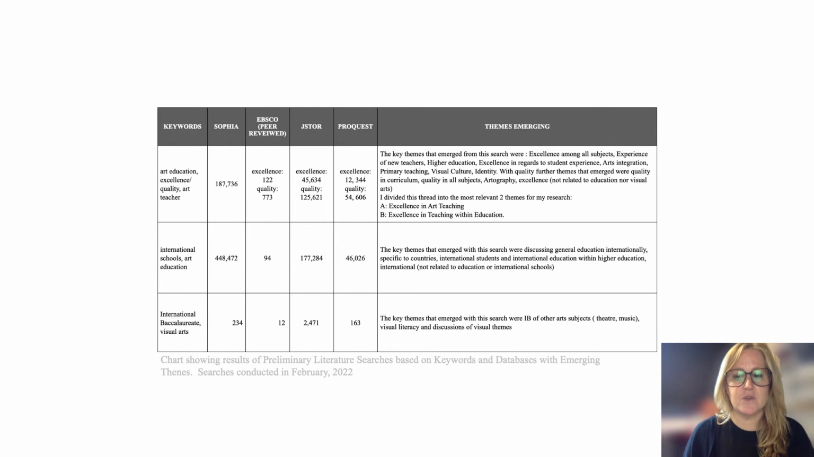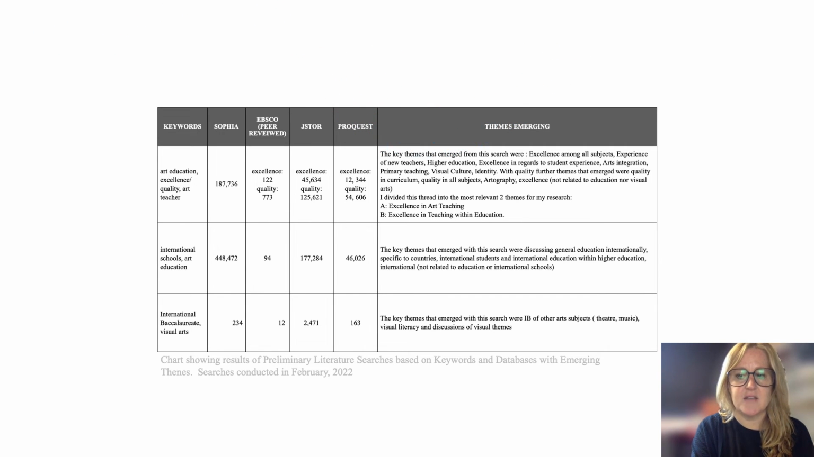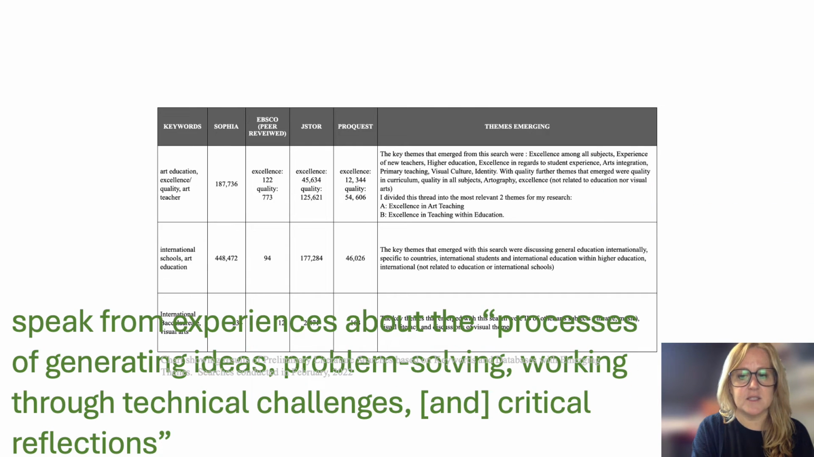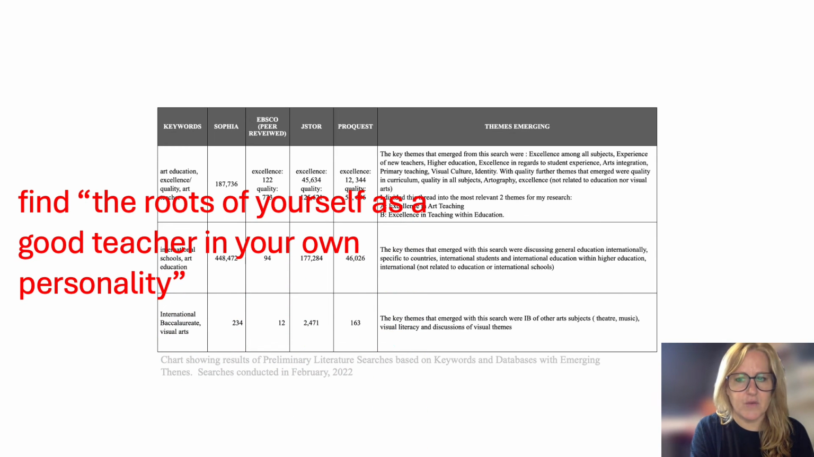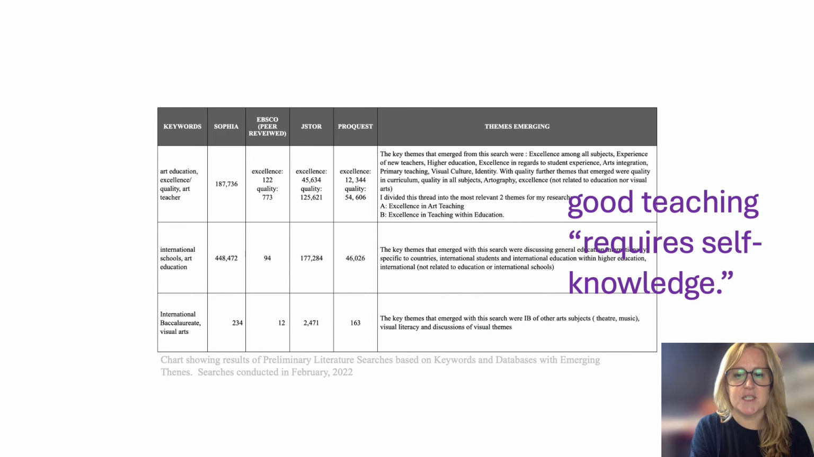To give you an idea of the diverse perspectives I uncovered during my searches, Earl Lederman stated that visual art teachers should be individuals of superior all-around ability. Robert Dalton believes that effective teachers of visual art should be artists with their own active studio life and be confident to speak from experiences about the processes of generating ideas, problem solving, working through technical challenges, and critical reflections. Georgia Collins stated that one had to find the roots of yourself as a good teacher in your own personality. Parker Palmer believes that teaching is an emotional undertaking and good teaching requires self-knowledge.